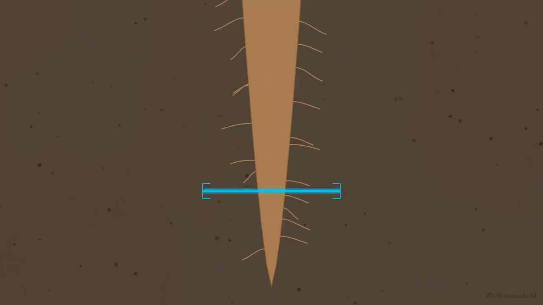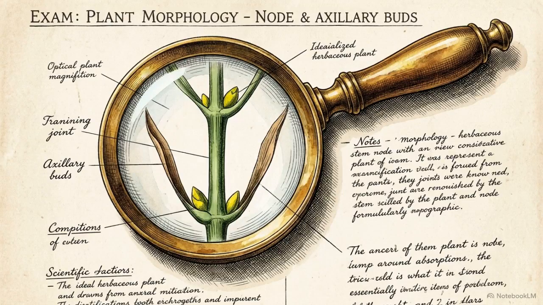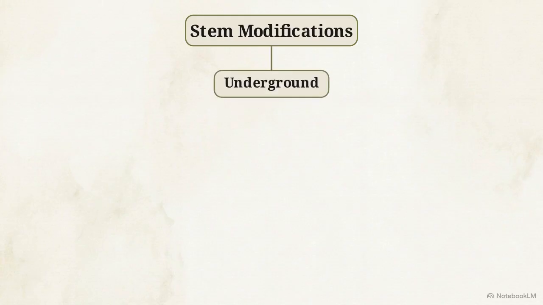Because roots lack these specific structural markers, checking for this nodal architecture is an effective way to spot the difference between a specialized stem and a root during a morphology exam. We can track these adaptations through three main branches, starting with the underground modifications.